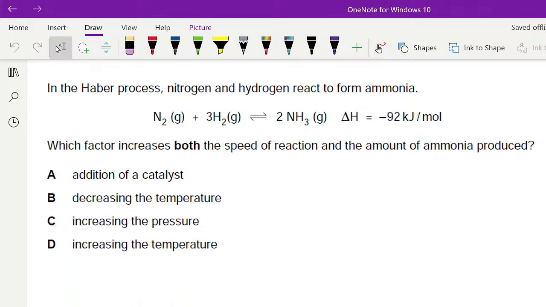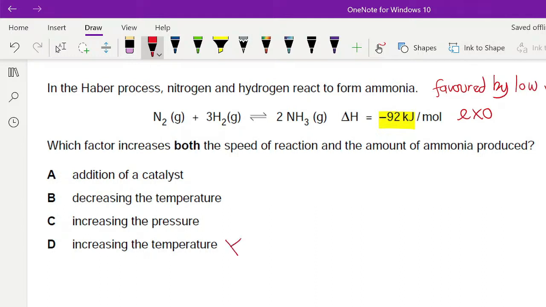In Haber process, which factor increases both speed and amount? So the reaction is exothermic, is favored by low temperature, cannot be increasing temperature, because increasing temperature will drive the equilibrium to the left. Okay, it favors the endothermic direction. Adding catalyst will increase the speed, but it does not do anything about the amount of ammonia, so cannot be catalyst. Decreasing pressure will reduce the speed, so cannot be that.